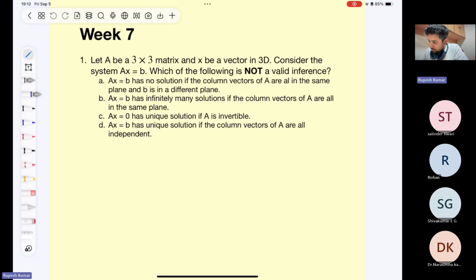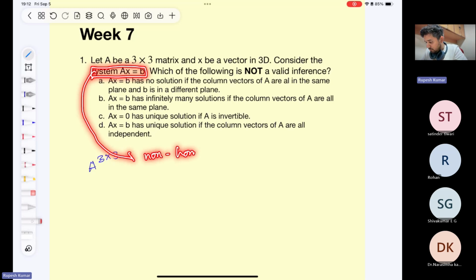Let A be a 3 by 3 matrix. Basically, it has three column vectors, and we are spanning the 3D space. Consider the system AX equals B. This is a non-homogeneous system. Which of the following is not a valid inference?